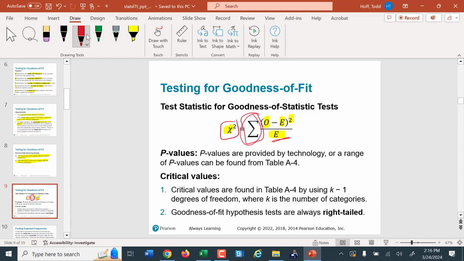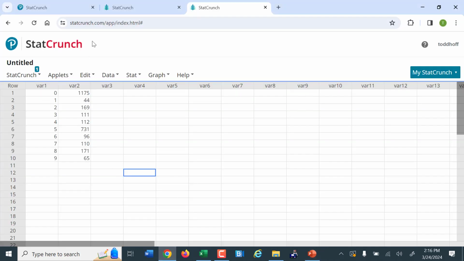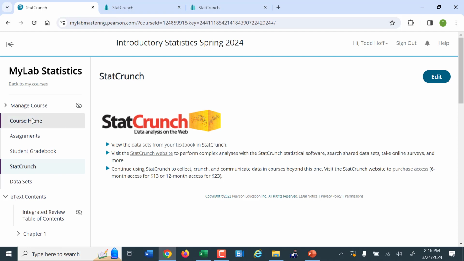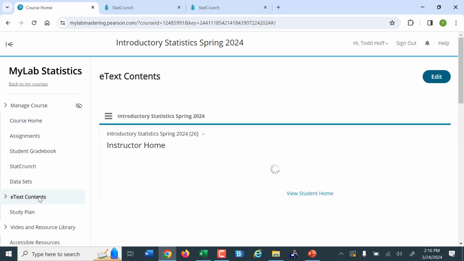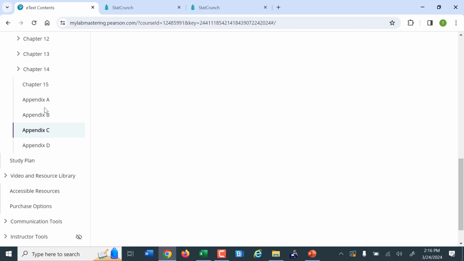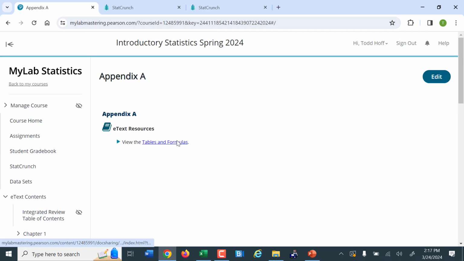Now we could do the p-values with technology, which is easier, or we could use the table found in the textbook. So let's pull up that table quick so we'll have it here. If we're looking at course home here, we're going to go to eText, go down to Appendix A, which is where all our probability tables are. We'll open up the tables. And we need to get to table A4, it said was the chi-squared table. Internet's running a little bit slow today. Sorry about that. There we go.